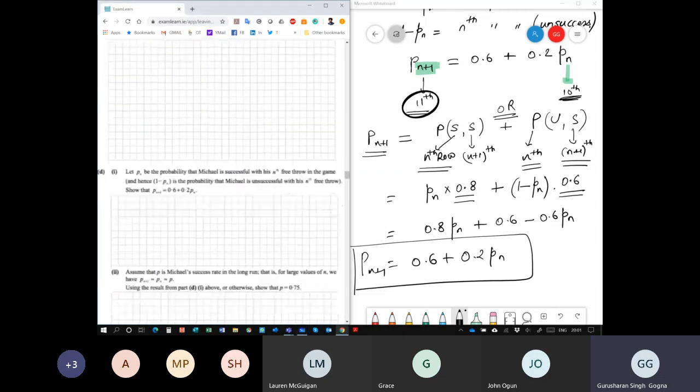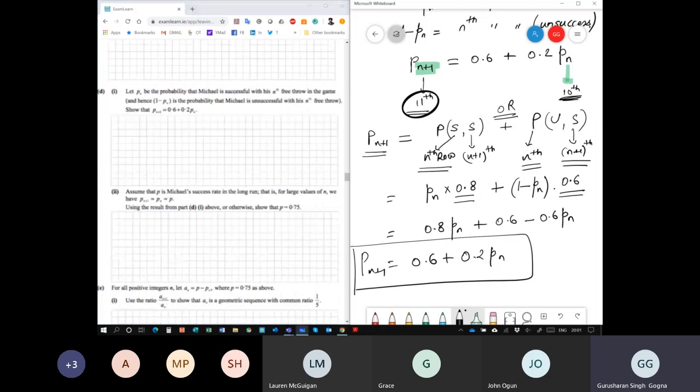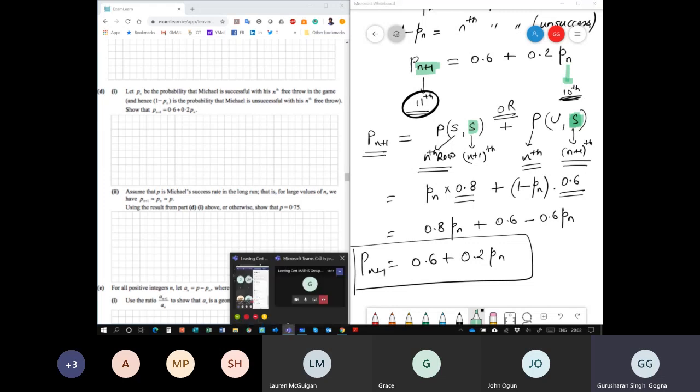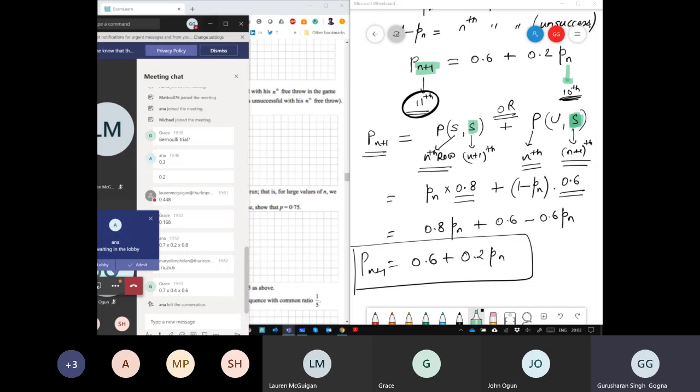So Pn plus 1 can be written as this. The n plus 1th throw is successful, but the nth throw can be successful or it can be unsuccessful. So based on that, I'm writing the two cases.